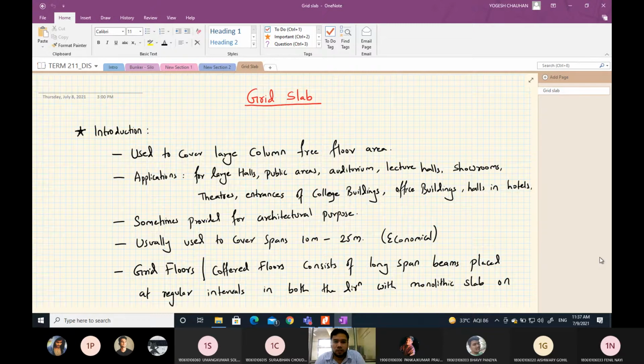These are used for large halls, used for marriage purposes or any other public gathering purpose, and public areas, auditoriums, lecture halls, showrooms, theaters, entrances of college buildings or office buildings, halls in hotels, and many more. Sometimes they are also provided for architectural purposes. Usually they are used to cover spans ranging from 10 meters to 25 meters.